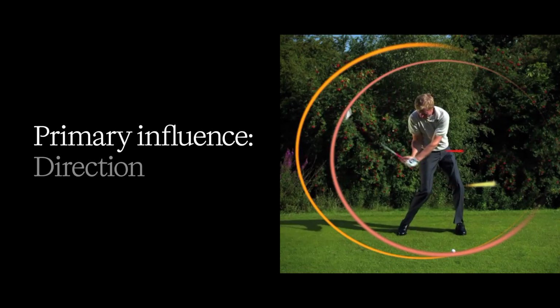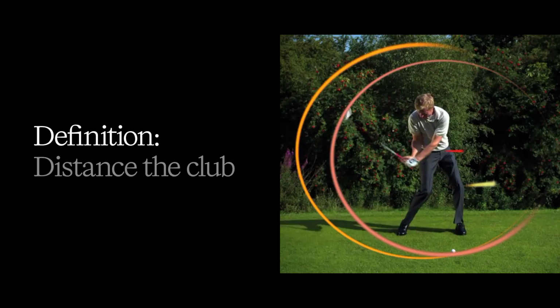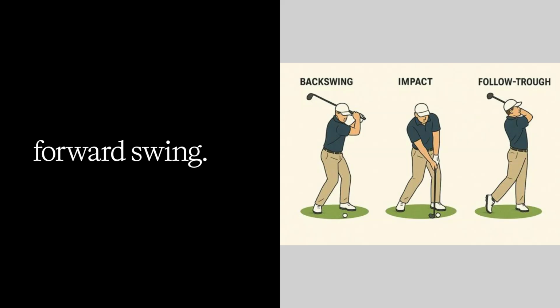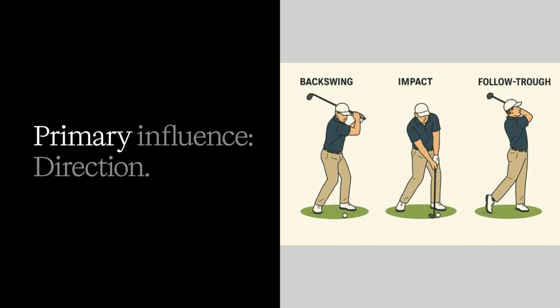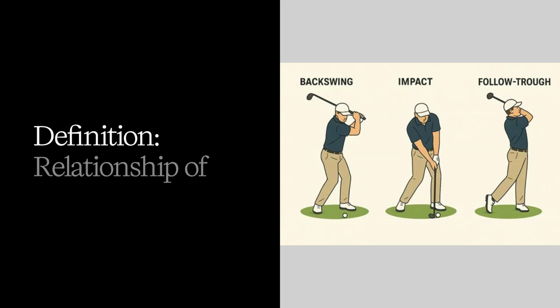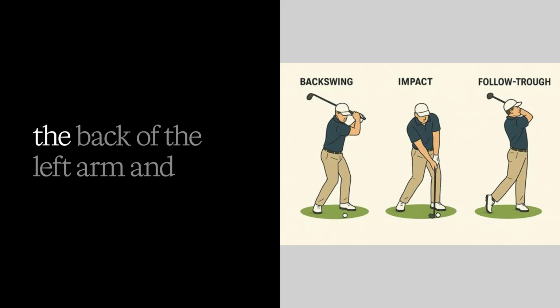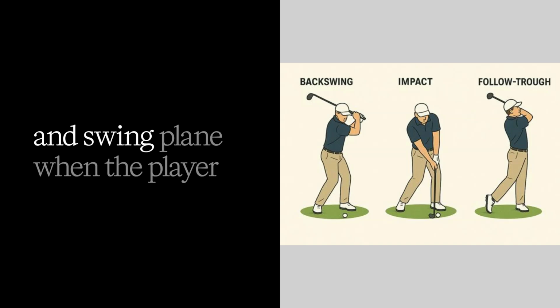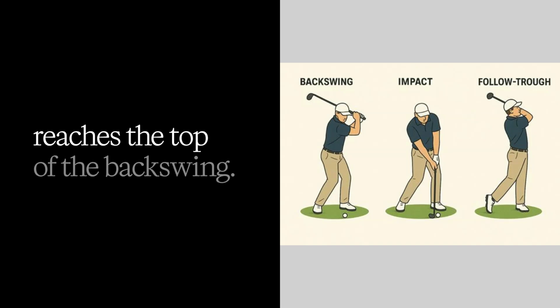Number 6. Length of arc. Primary influence, direction and distance. Definition. Distance the club head travels in the backswing and forward swing. Number 7. Position. Primary influence, direction. Definition. Relationship of the back of the left arm and left wrist to the face of the club and swing plane when the player reaches the top of the backswing.